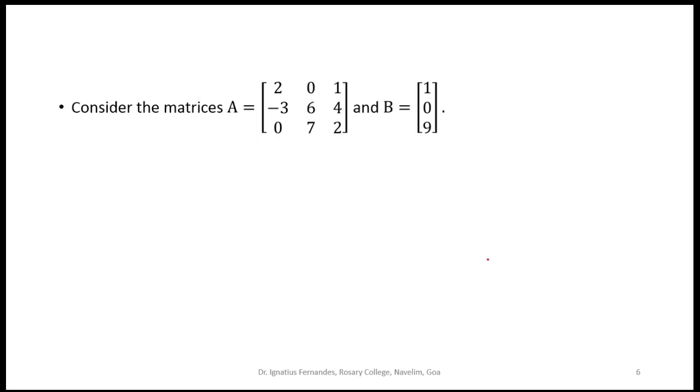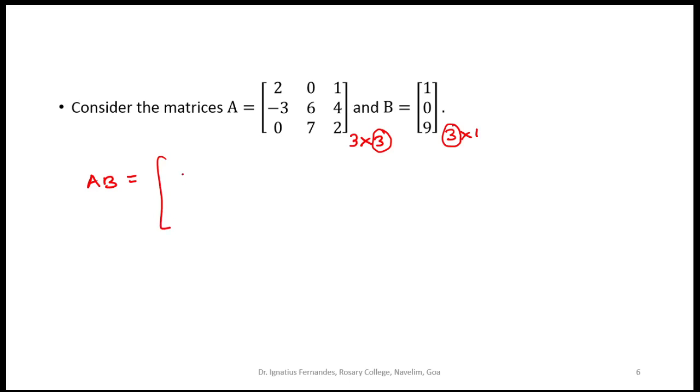Let us consider this example here. So let us say I have this matrix A, which is a 3 by 3 matrix, and a matrix B, which is a 3 by 1 matrix. Now can I find out A into B? Can I multiply A with B? Yes, because the number of columns is same as the number of rows.